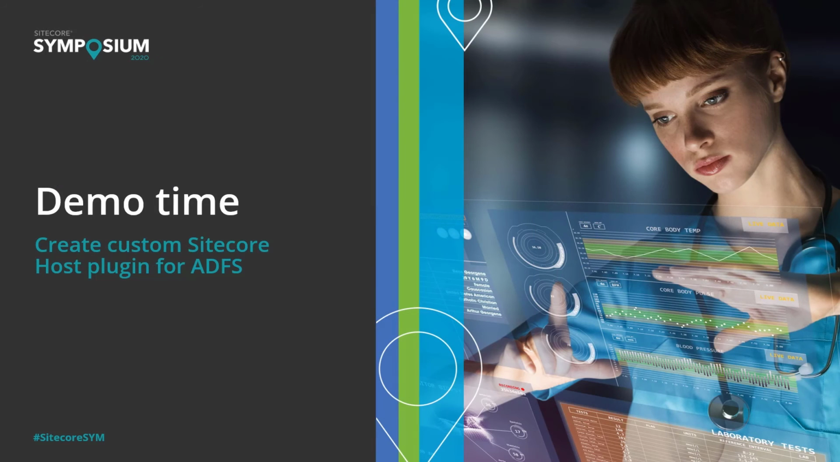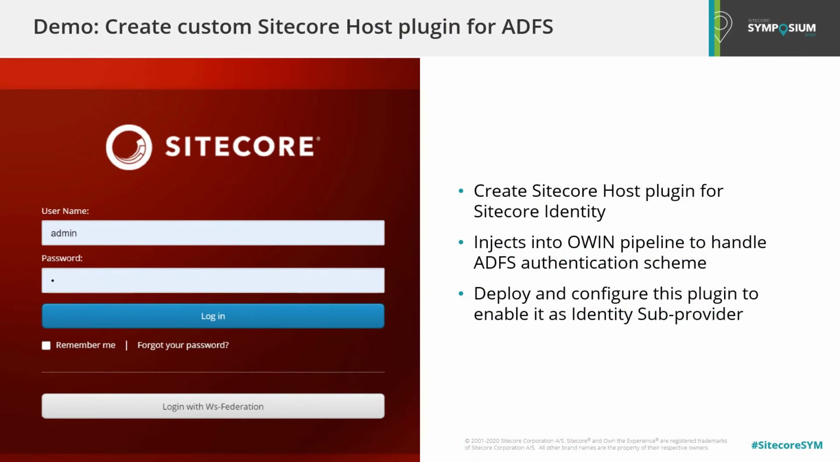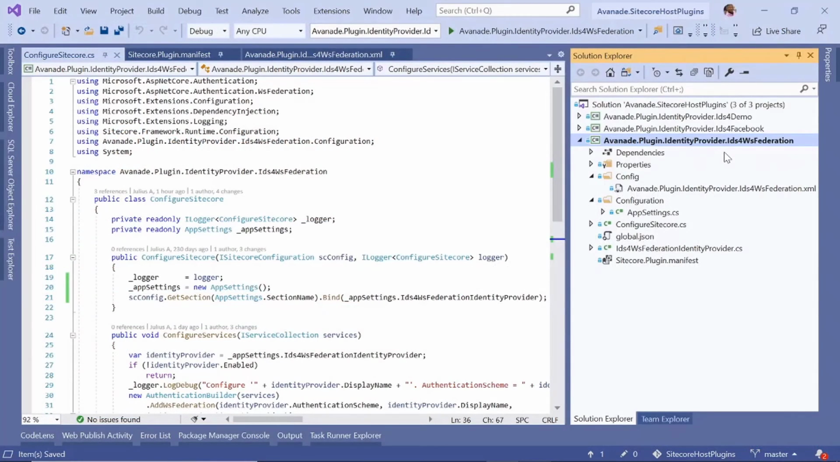And now for our last agenda item, let's move on to the demo. I'll do a whistle-stop tour of creating a Sitecore Identity Host plugin for Sitecore Identity. Later on, I'll deploy the plugin and show you in action. Here I have a .NET Standard version 2 Visual Studio solution, and the coding language is C#. Within this ConfigureSitecore.cs code file, I'm injecting into the OWIN pipeline to handle WS Federation authentication scheme.